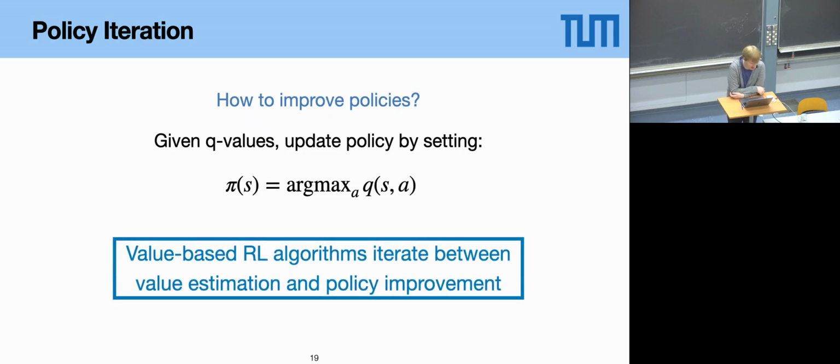Just again as a quick summary, these value-based reinforcement learning algorithms all iterate between this value estimation step and then the policy improvement step. Over time, they will find good solutions to reinforcement learning tasks. And maybe a last word: you might see that this policy iteration step is almost trivial. So the hard part in reinforcement learning is always the value iteration step. This is where the information processing over time takes place.